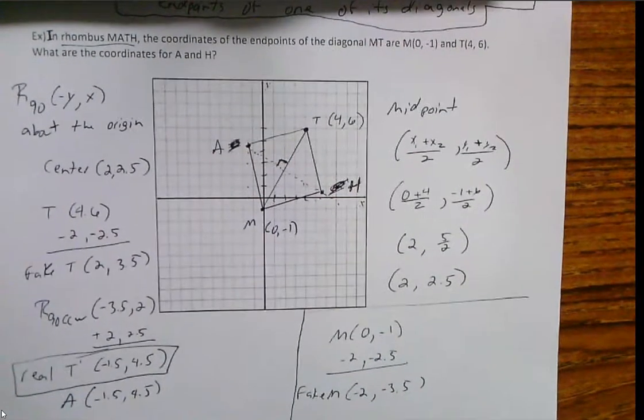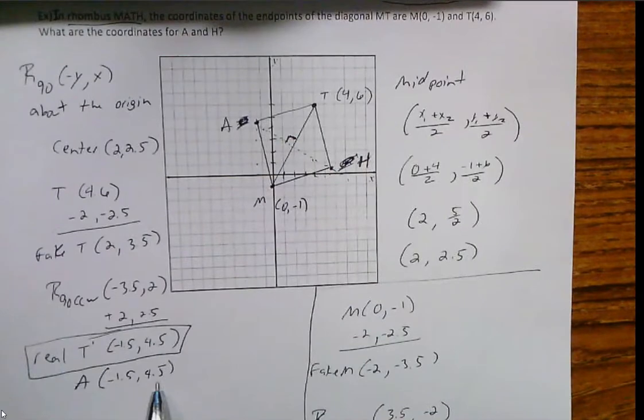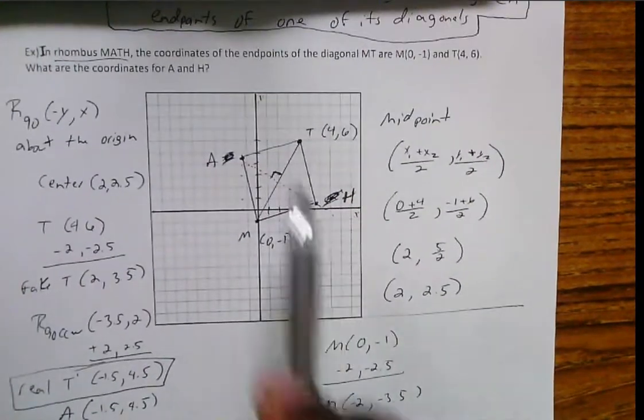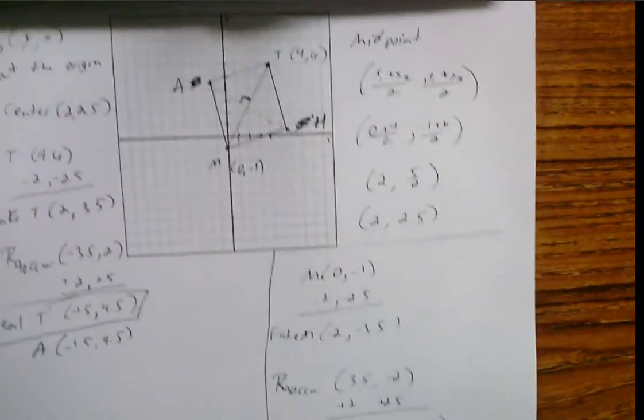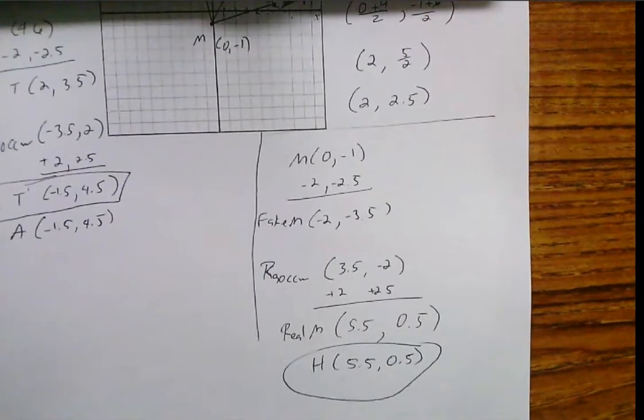The coordinate A was what we wanted to find, and the coordinate A was at -1.5, 4.5. And the other coordinate we wanted to find was H. So I'm going to go down to M prime, and that's really H. So H is at 5.5, 0.5. That's all I have. Good luck.